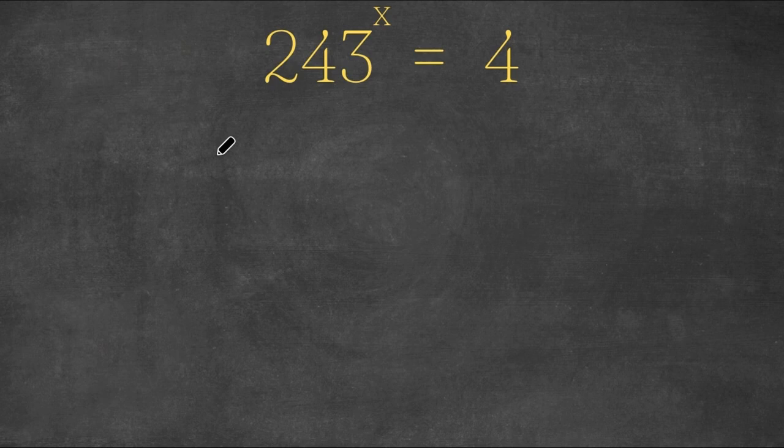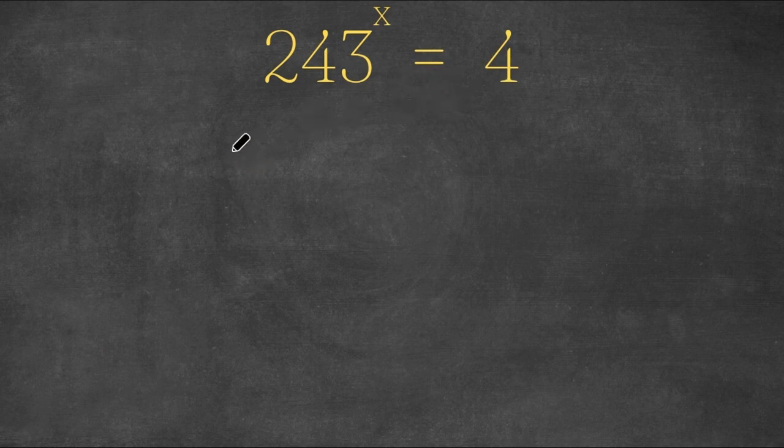In today's video, I'm going to be teaching you guys how to solve this exponential problem. So our problem here is 243 to the power of x equals 4. Our goal here is to find the value of x. Well, there's actually two ways of doing this. Depending on what you think, you could either use the first method or the second method. So let me do the first method first.